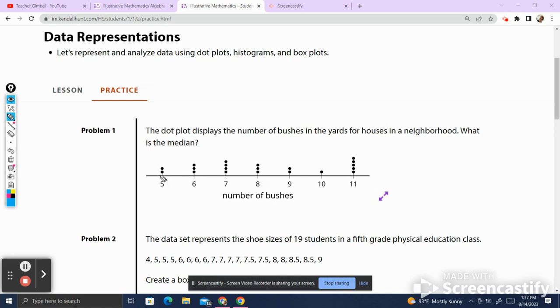Each dot in this dot plot represents a number. So that one dot here represents a 5. The second dot above represents another 5. These are both numbers of bushes in the yards. So we have 3 houses that each have 6 bushes, represented by those 3 dots. We have 4 houses that have 7 bushes, represented by those 4 dots, 3 with 8 bushes, 2 with 9 bushes, 1 with 10 bushes, and then 5 with 11 bushes. So I put down 11 five times, each of these 11s representing a house.